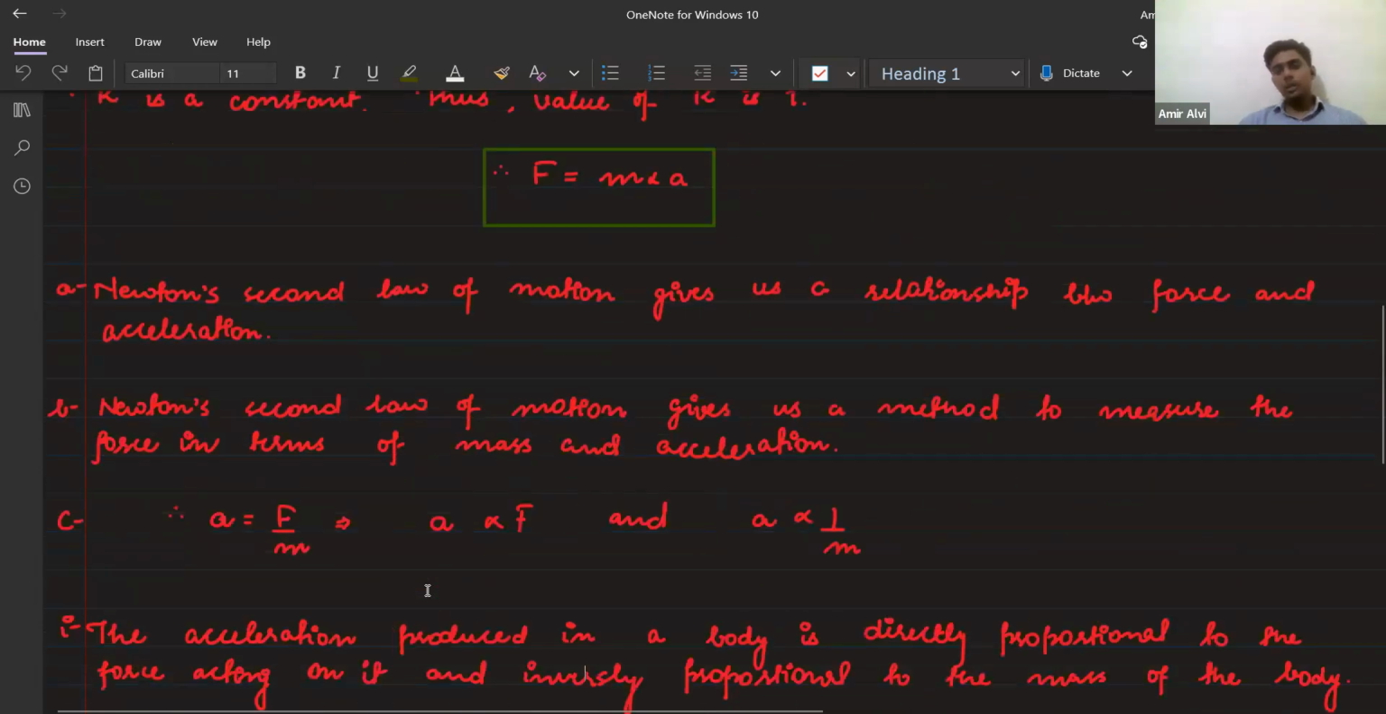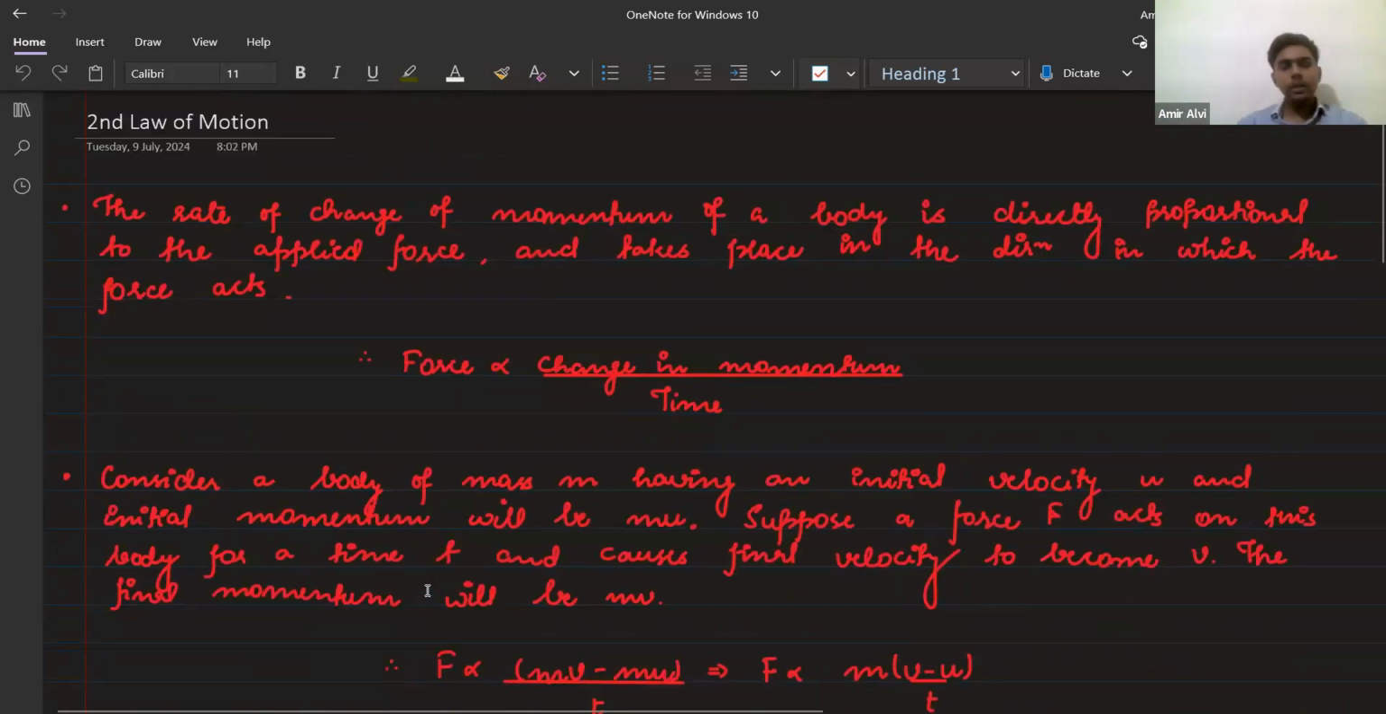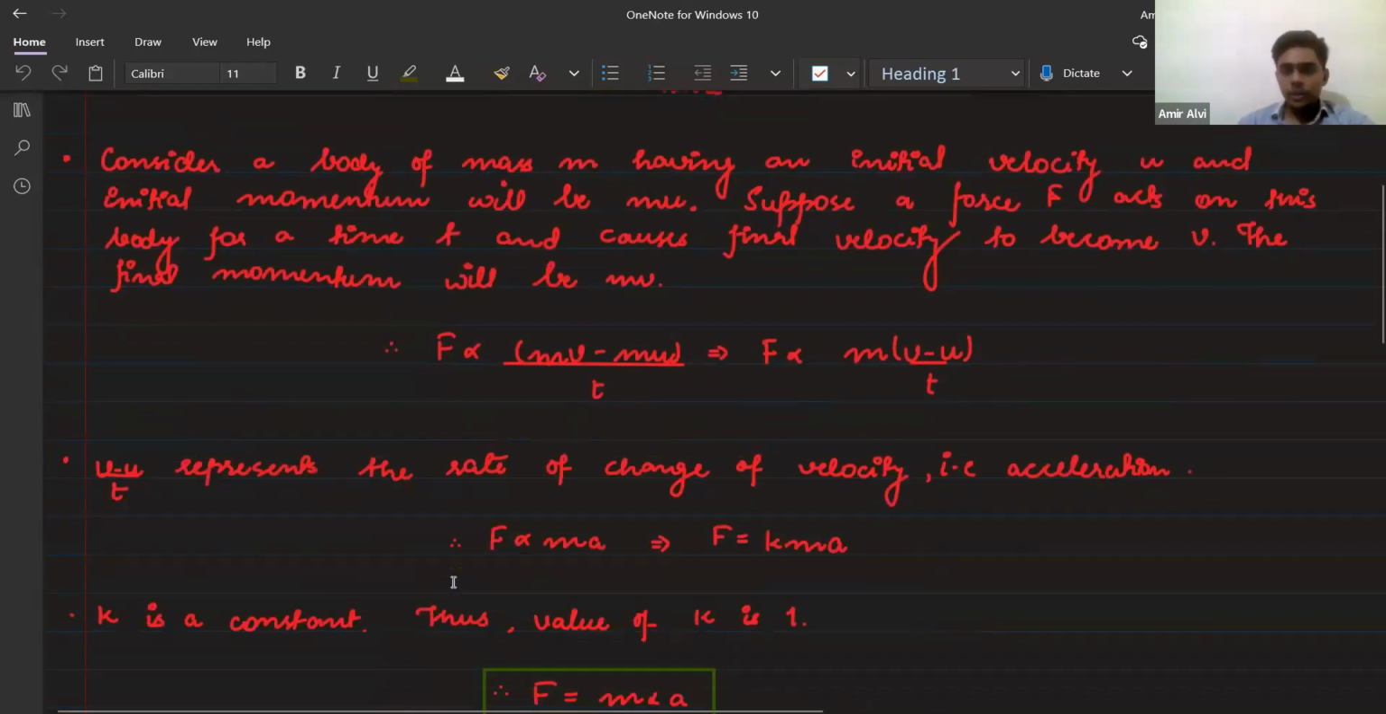Okay, so in the last class, we have done the second law of motion. Basically, we have done the derivation as well, right?